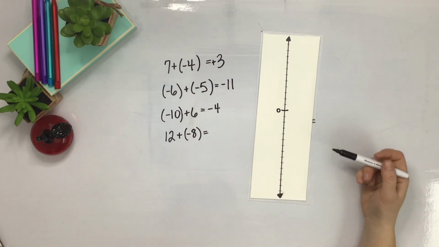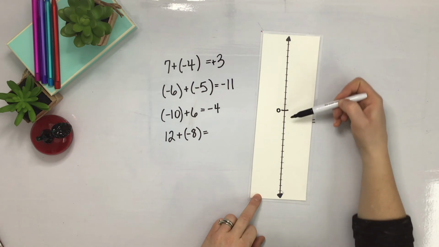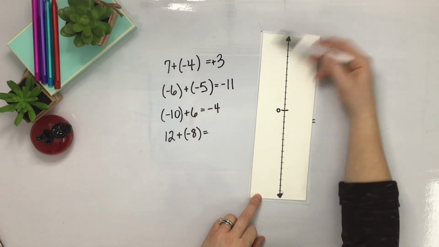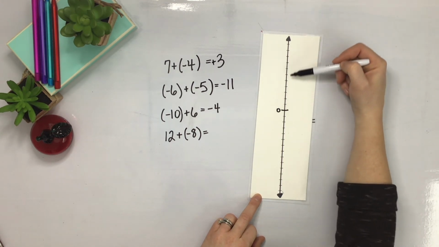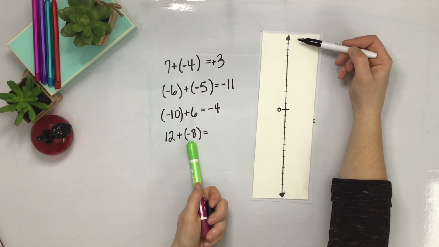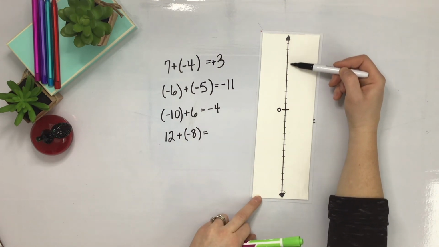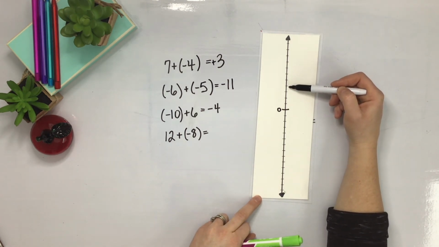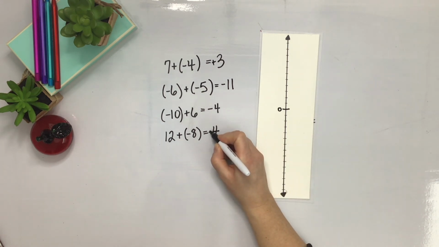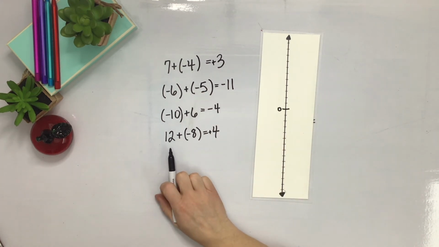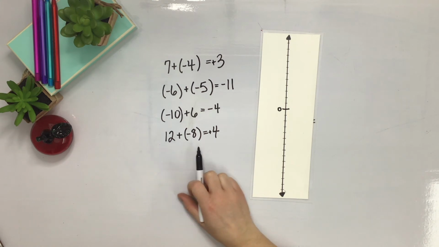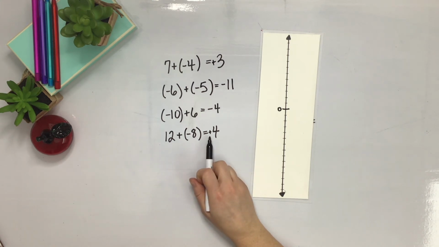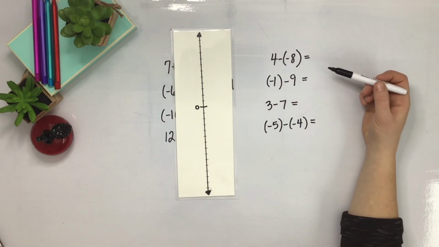Next, I have a +12, so I've had to go up 12. I'm just estimating here when I'm pointing. I've gone up 12, and then I've had to go down 8. So that gives me an overall movement of 4, and that's a +4. If you think teams, team positive has 12, team negative has 8, so that means positive wins, and they win by 4 points. Okay, let's do some subtraction.